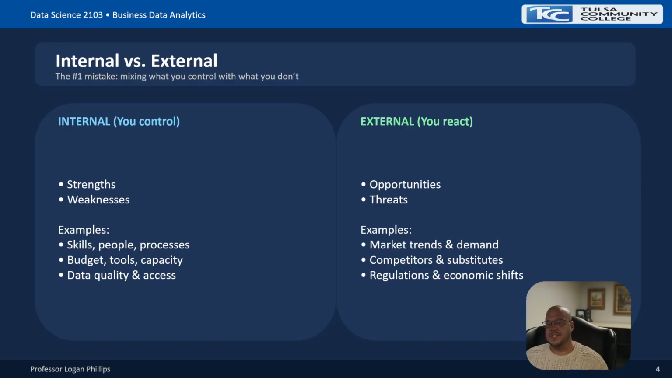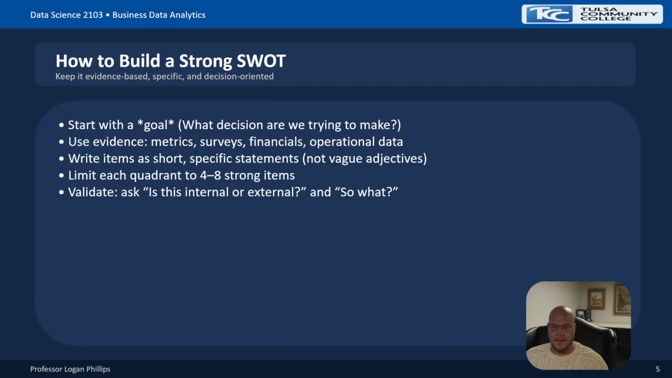So let's talk about building a SWOT that isn't generic. Now, a strong SWOT is evidence-based, specific, and decision-oriented. Most of your data analysis is always for the purpose of making decisions. So this is a great tool in real-life practice on how to do that. Here's a process I want you to use. Number 1, I want you to start with a goal. What decision are we trying to make? Are we trying to increase enrollment, improve retention, reduce cost, improve student success, grow a program, fix a process? If you don't start with a decision, you'll end up with random bullet points.